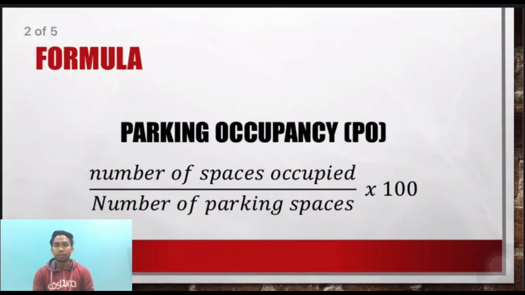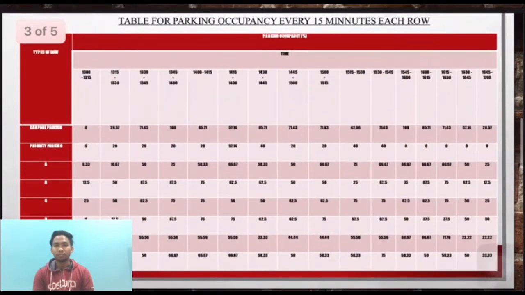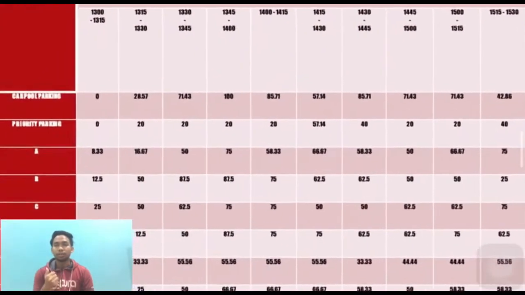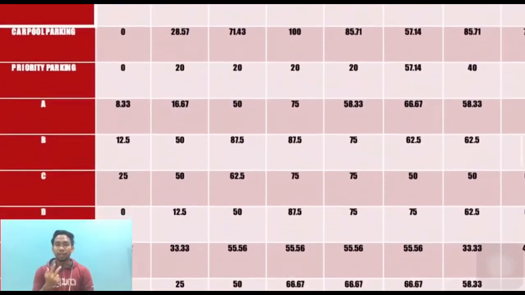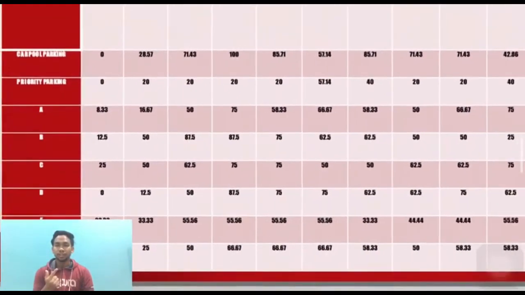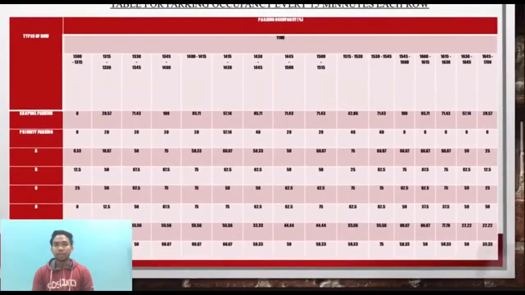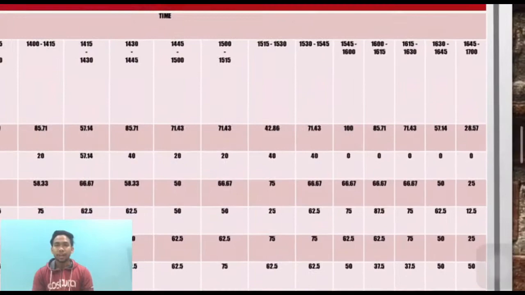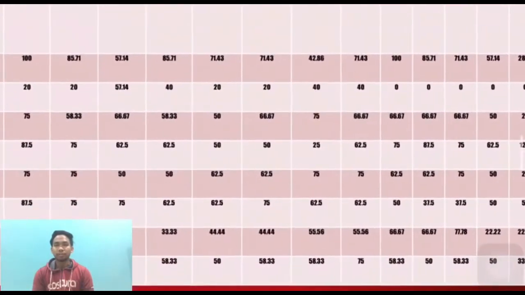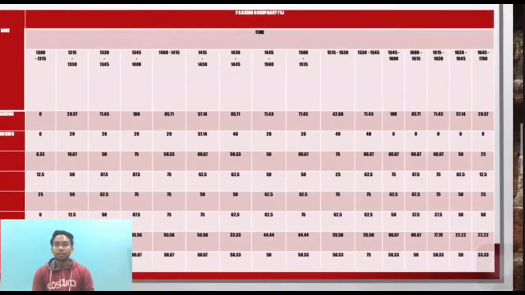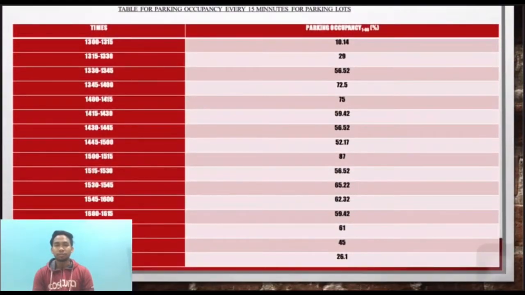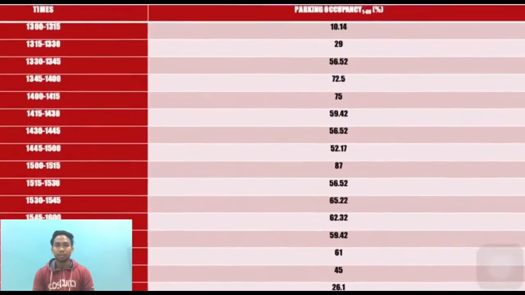By using this formula, we analyze parking occupancy every 15 minutes for each row, such as carpool parking, priority parking, parking A, B, C, D, E, F. Next, we analyze parking occupancy every 15 minutes for the parking lots. There are two tables where we can see the answers we got from calculation. The first table is for parking occupancy every 15 minutes for each row. The second table is for parking occupancy every 15 minutes for the parking lots.